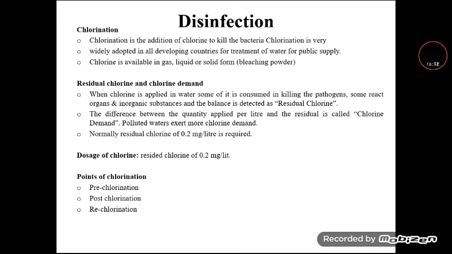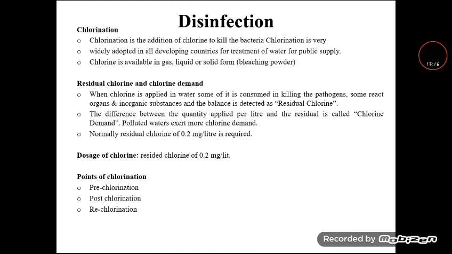So based on the point of chlorination, it is pre-chlorination, post-chlorination, and rechlorination. The first one is pre-chlorination. Pre-chlorination is when we apply the chlorine prior to the sedimentation process. That is, if you apply the chlorine before the primary treatment, then it is called pre-chlorination.